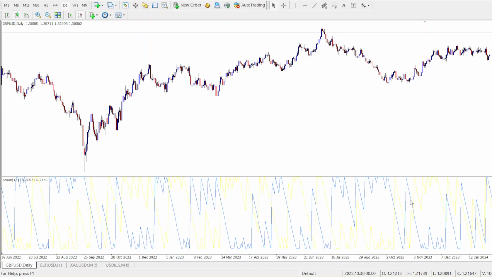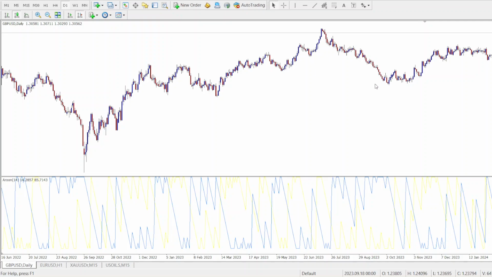So in this video we are going to be discussing the best settings for the Aroon indicator. It is a custom indicator, so you would have to download it from a trusted source, and then you can load it on your charts.